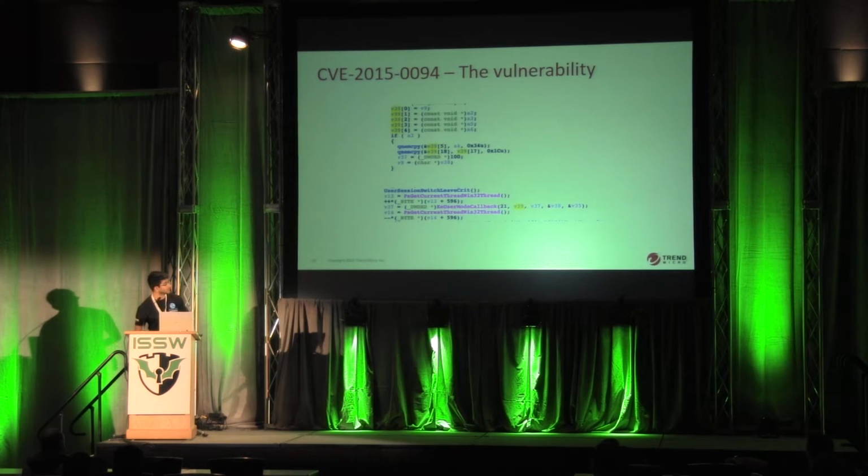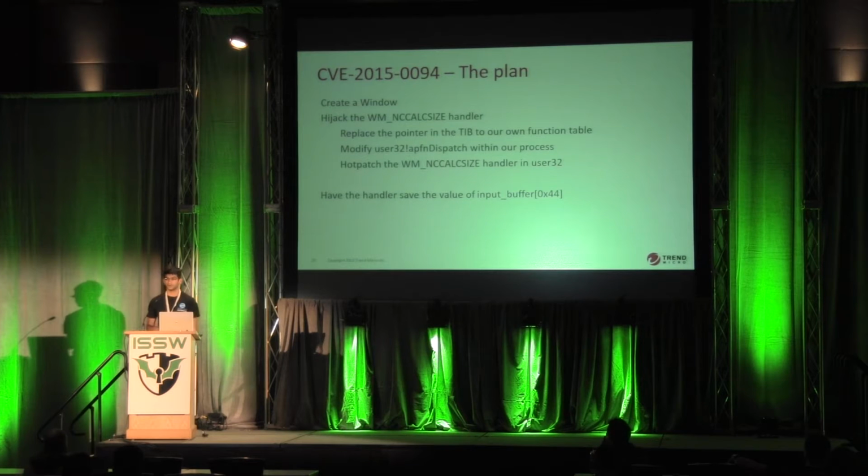Here again, you can see that all we're doing is copying the size of the structure into an offset, and then copying the size of the window pod structure into an offset. Later on in that function, we send that in a call to KeUserModeCallback, in this case with the function ID of 21. So altogether, all we have to do is create a window and then hijack the WM_NCCALCSIZE handler.